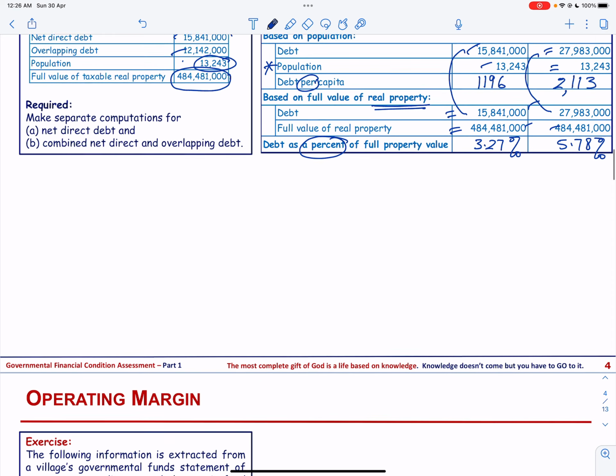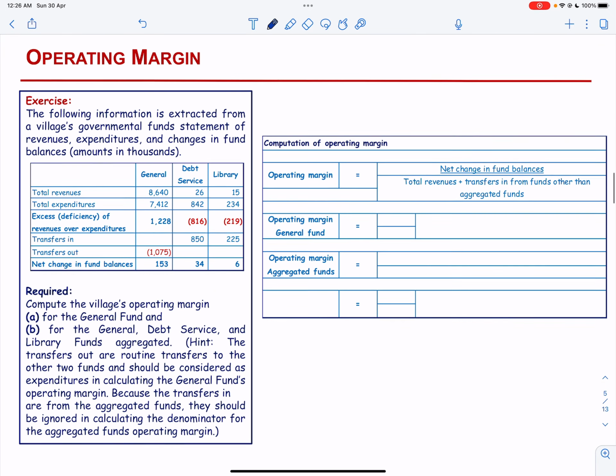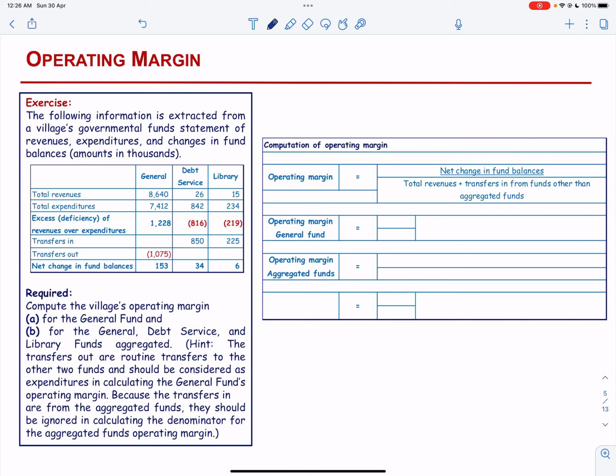Next, let us solve an exercise on operating margin. Now, the following information is extracted from a village's governmental funds statement of revenues, expenditures, and changes in fund balances. Amounts are in thousands. We have total revenue, total expenditure. We have excess or deficiency.